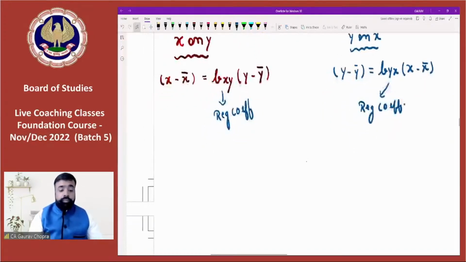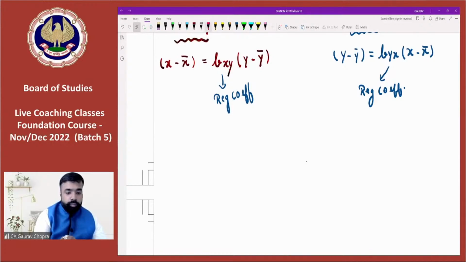Now we know how to calculate x bar and y bar, that is the arithmetic mean, which was already discussed in the previous chapters. But how to calculate bxy and byx, that we have to understand. This is the important aspect. So before writing all the formulas, let us first write the properties of regression.